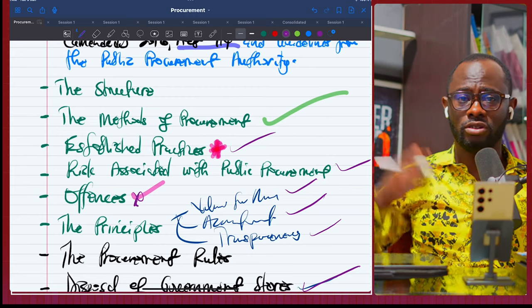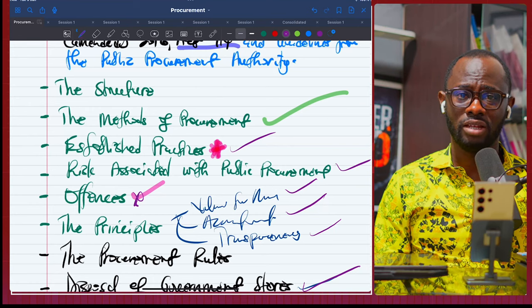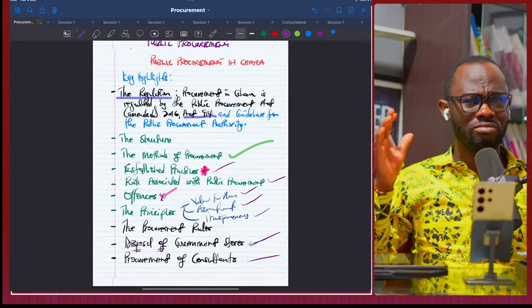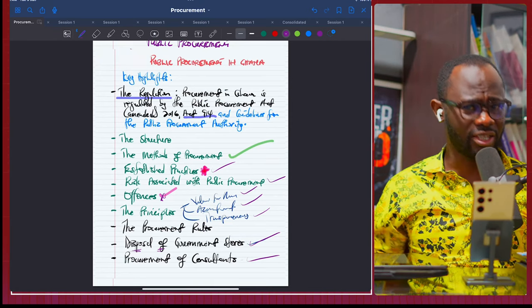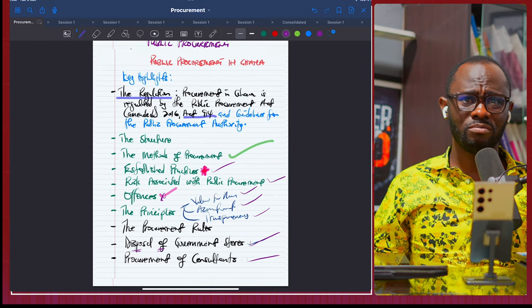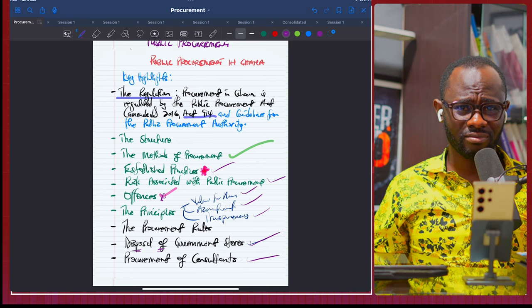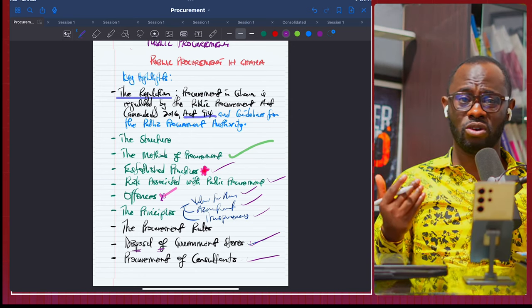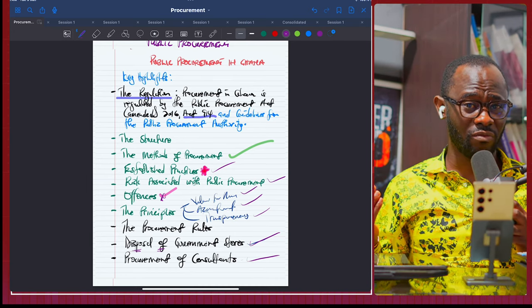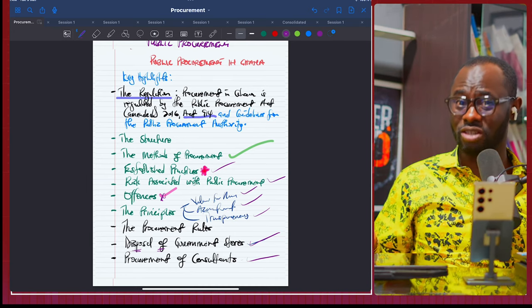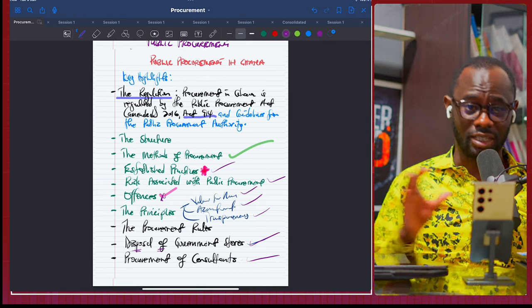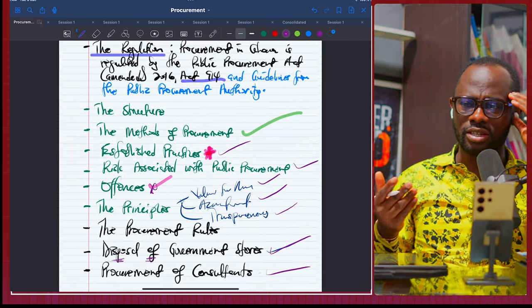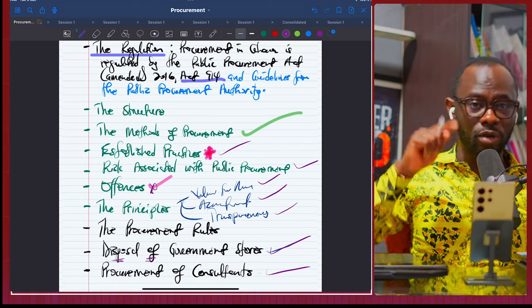Then, you know, dealing with complaints. We spoke about the way complaints are dealt with. So there's a lot of things going on here. Yes, I get it. But you've got to know all of them, because we don't know where the examiner is going to come from. It's just 10 marks, but there's a lot going on there. So these are the things we must understand generally about public procurement.